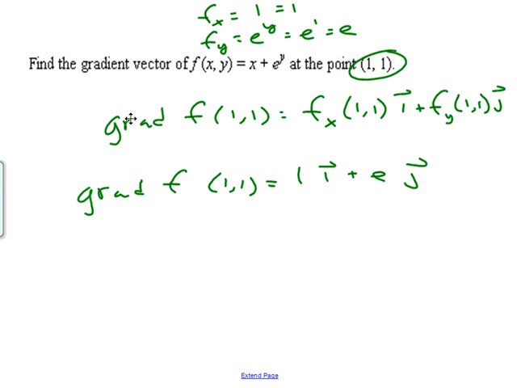And remember, what our gradient vector is telling us is it's giving us a picture of the partial derivatives in their respective directions.